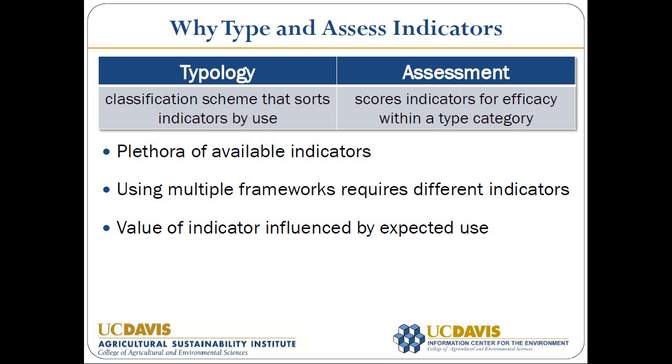As you heard earlier in the webinar, we've already collected approximately 2,000 indicators from a variety of sources. In order to develop a tractable set of indicators for use in a specific project, these need to be categorized and assessed to determine which are the most appropriate for use in a given context. To accomplish this, we are developing an indicator typology. This typology will be a classification scheme that sorts indicators by potential use within a given conceptual framework.